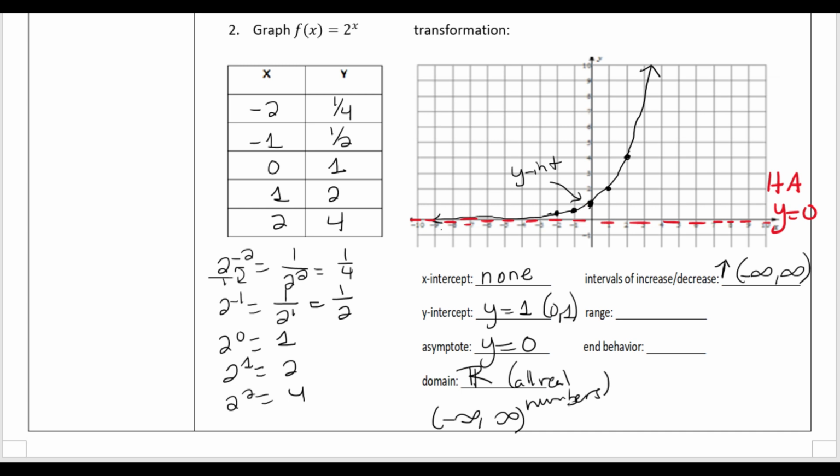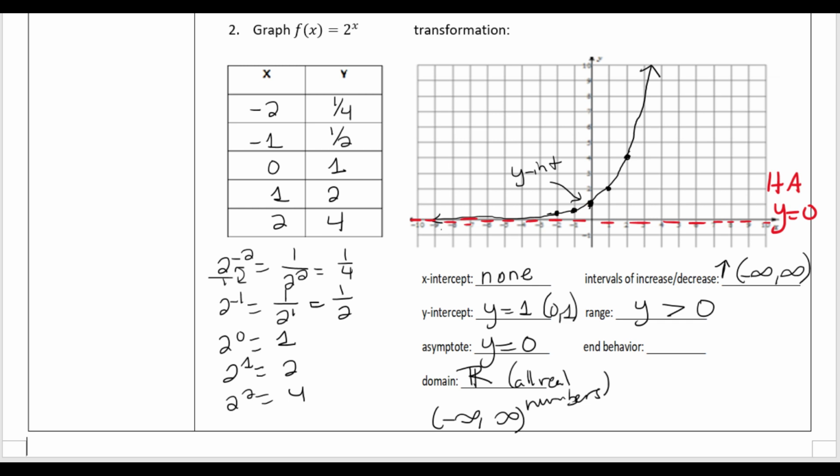All right, so the range is basically all the y's. So in this case, the smallest that y can be is not even 0. So y can't even be 0. So y can only be greater than 0. So we're going to say y is greater than 0. It can't equal 0, but it can be greater than.